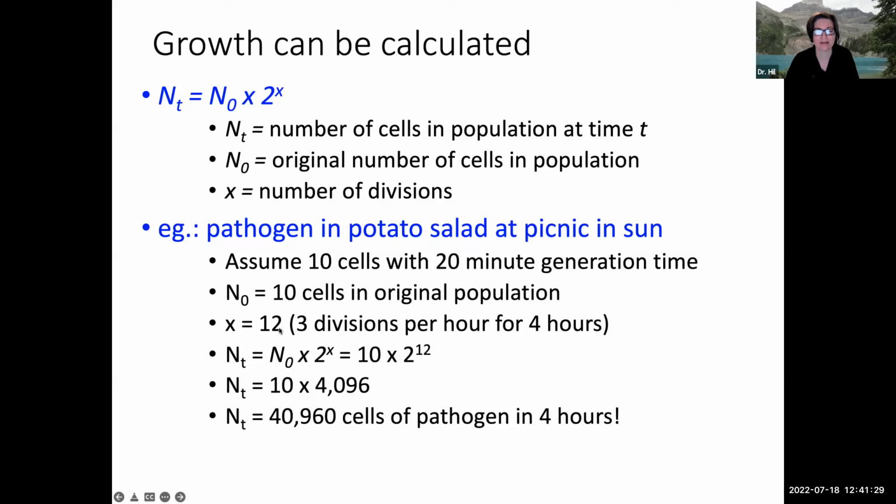So what is our ending number? We start with our 10 cells. We double them 12 times, 2 to the power of 12, right? 2 times 2 times 2 times 2, 12 times. So 2 to the power of 12 is 4,100-ish, times 10 is about 41,000 cells. And this, going from 10 cells to 41,000 cells, it's massive in amplification.